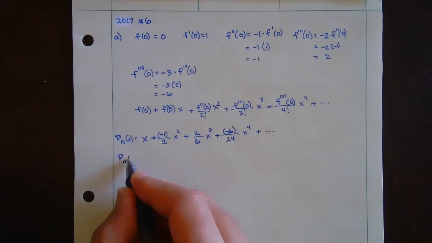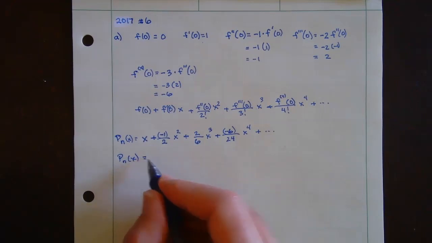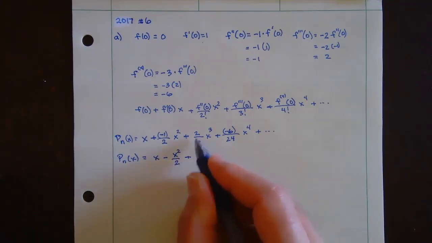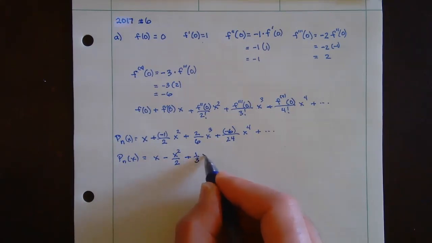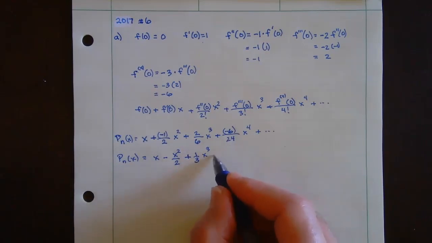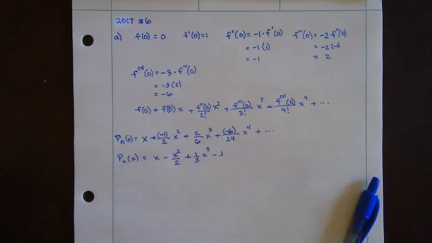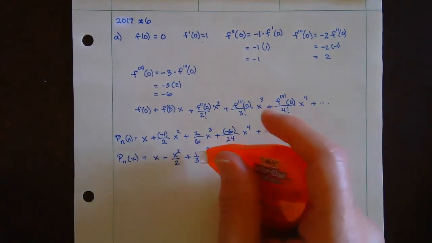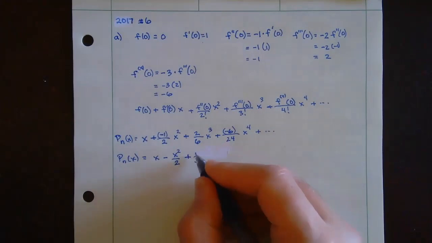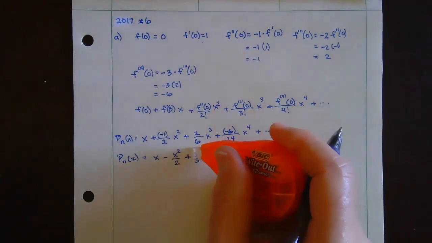And so p sub n of x, the nth order Taylor polynomial, would be x minus 1/2 x squared, or that's x squared over 2, plus, and then this reduces to 1/3 x cubed, and then this becomes negative 1/4, so minus 1/4. You know what? I'm writing it wrong. Sorry. And it wouldn't be wrong. I just want to match up with what they wrote. That's the only reason I'm rewriting it. Okay. So this is x cubed over 3.